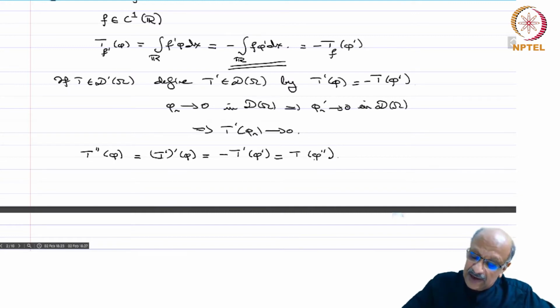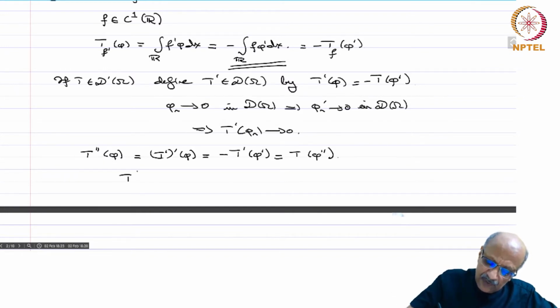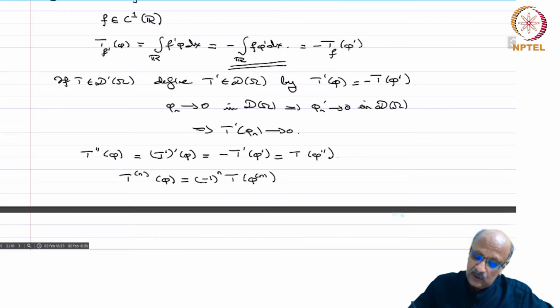So, and again you can check that this is a distribution for the same reason as we said earlier. So in general, if you want to define the nth derivative of T, you can now see the pattern. So this will be (-1)^n T of phi^(n), where the bracket n denotes the derivative, so the nth derivative of phi. This is why having C infinity functions with compact support is very convenient. Namely, we can define all derivatives of T by simply throwing the responsibility of differentiation onto the functions phi, which can take it because they are all C infinity functions with compact support.